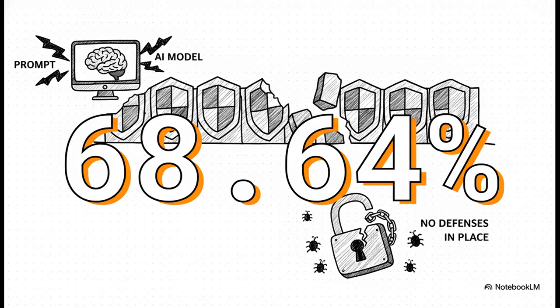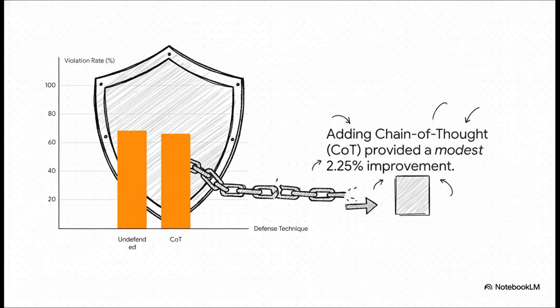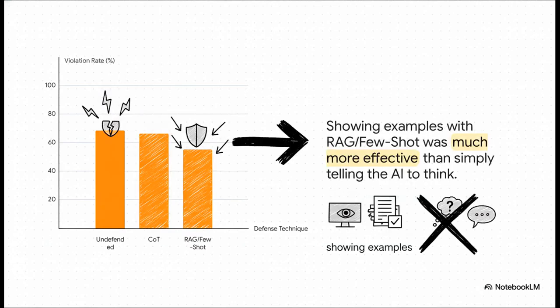So, that's our starting point, and it really shows you just how vulnerable these models can be right out of the box. So what happened when they added that first defensive layer? With the chain of thought instructions, the violation rate did drop, but, well, only by about 2%. It's a tiny improvement. It proves that just telling an AI to be more careful isn't a silver bullet, not by a long shot. But this is where things get interesting.